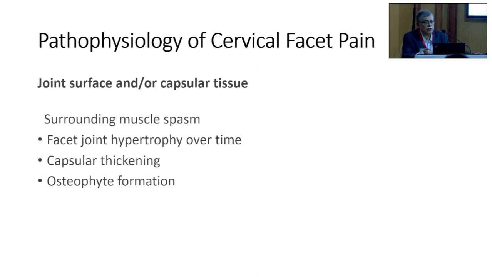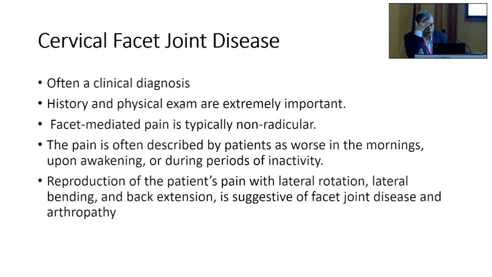The pathophysiology, of course: the facet joint is inflamed and the surrounding muscles go into a spasm, so it's a muscle spasm pain. Hypertrophy over a period of time can itself cause pain. Thickening of the capsule again can result in pain. And then degeneration, osteophyte formation, rubbing against each other, can also be the cause of pain. So these are some of the pathophysiological factors of cervical facet change.